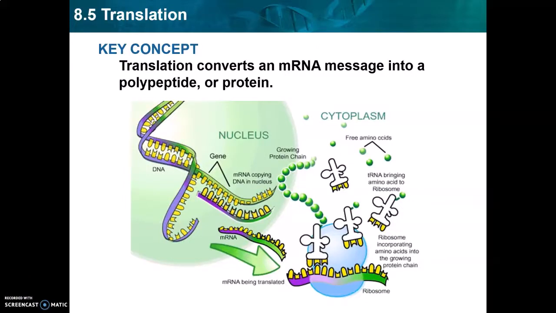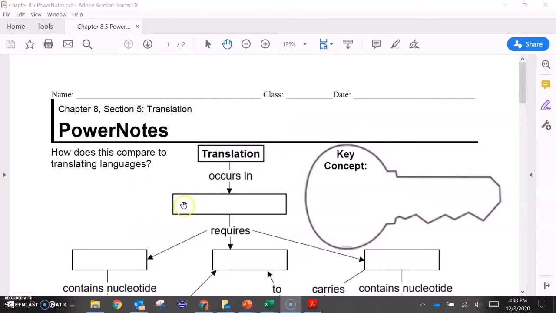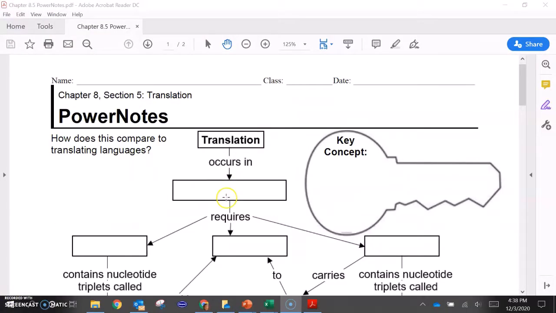Today we're talking about Chapter 8, Section 5, which is the topic of translation. Now, before we get started here, you want to make sure you have the corresponding Power Notes sheet. This is what it looks like, and this one is a little bit different.